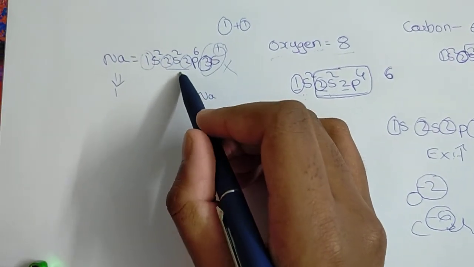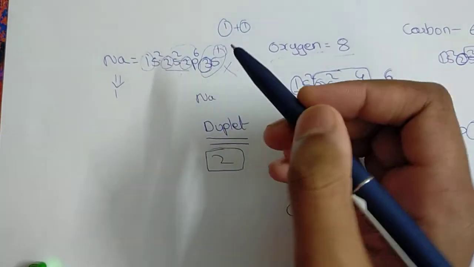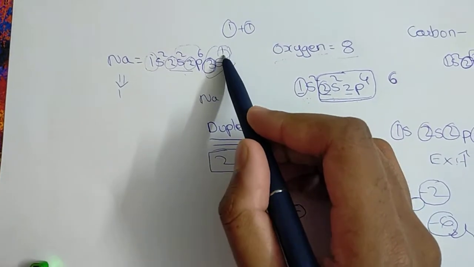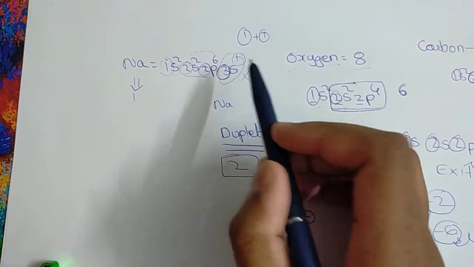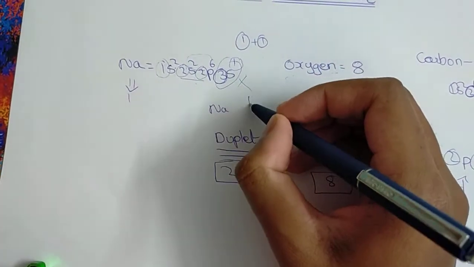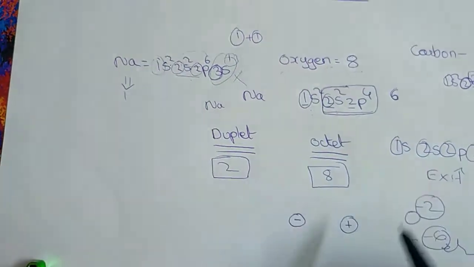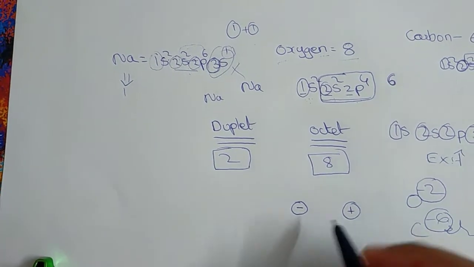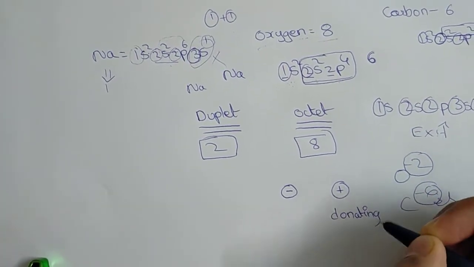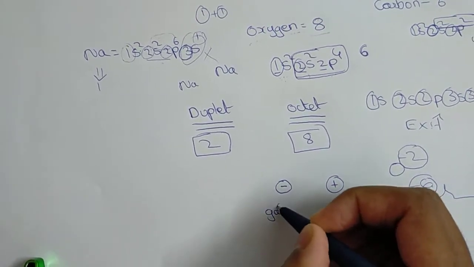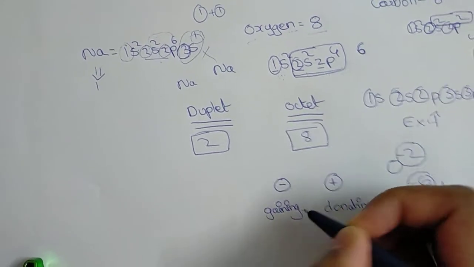If this becomes the last shell, there are totally 8 electrons. If it loses this one electron, it gains octet configuration. So it is better to lose this electron. So I'll indicate with Na. I have told you that donating means plus, and gaining means minus. Okay guys.